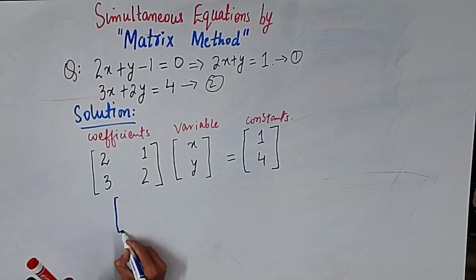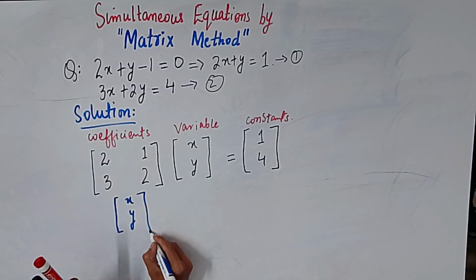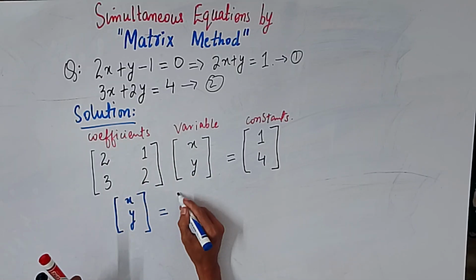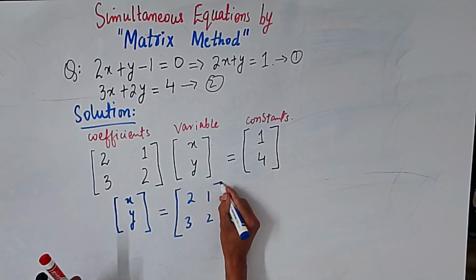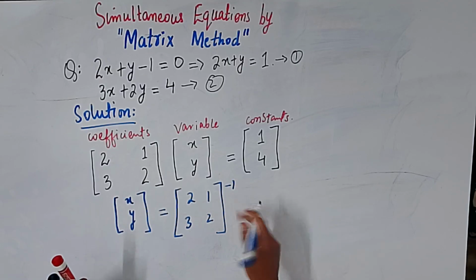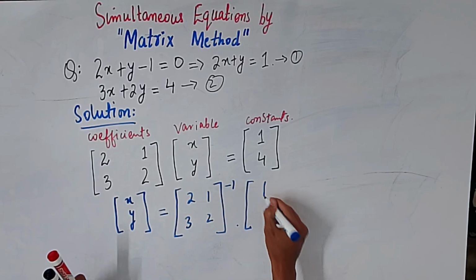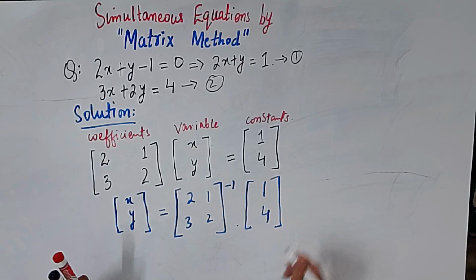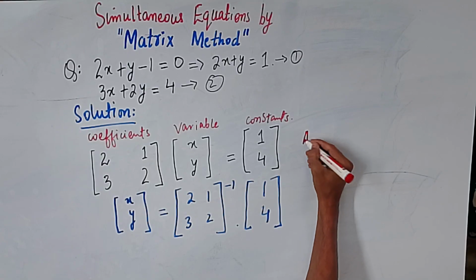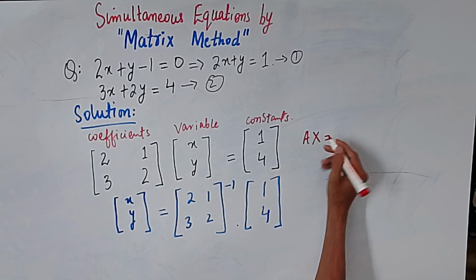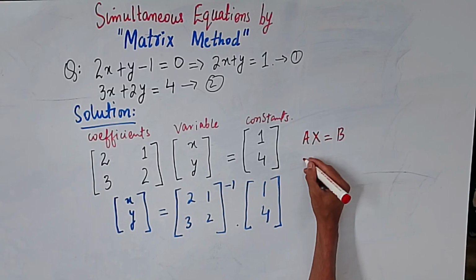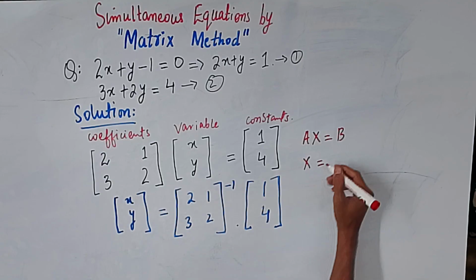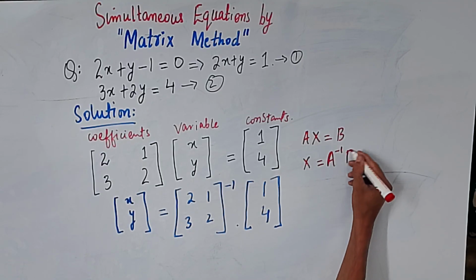So xy will remain over here, and when this matrix will go there, we will write it as inverse. Now one thing which is very important over here, you can understand it by writing it in general. Let's say this matrix is A, this matrix is X, and this matrix is B. So to find the matrix X or the variables, you need to move A over there and it will divide, and instead of writing it in divide, you will write it like this.